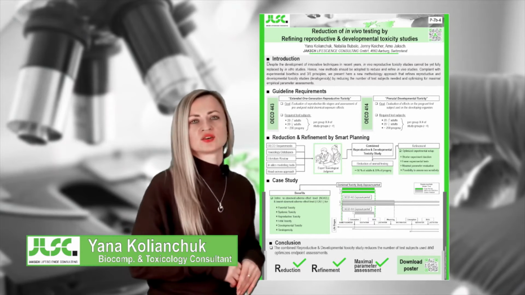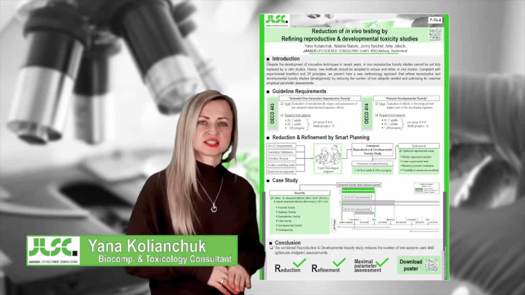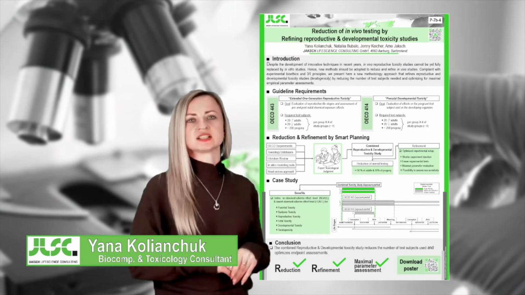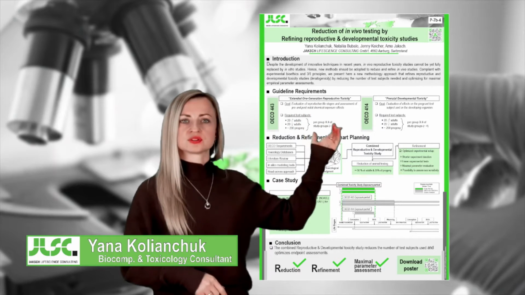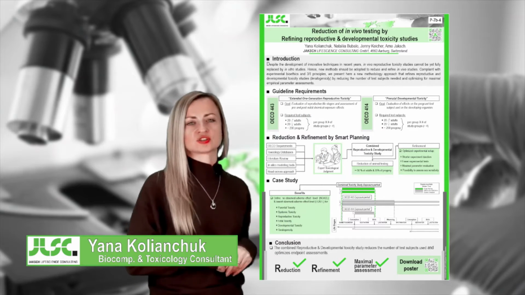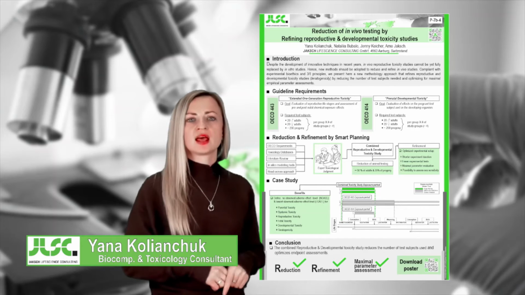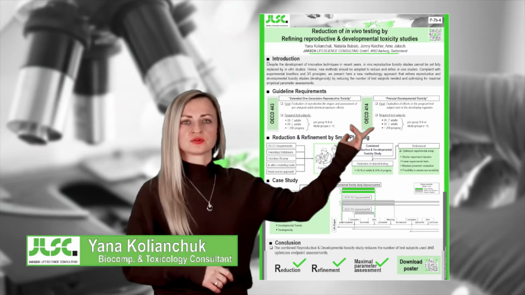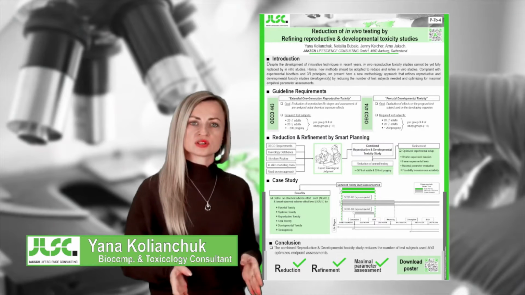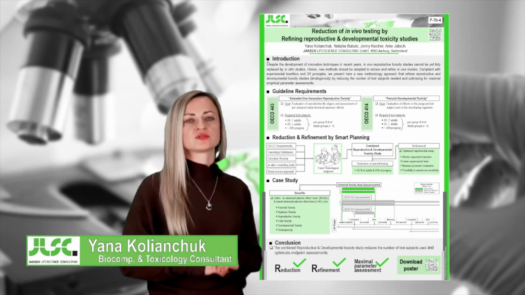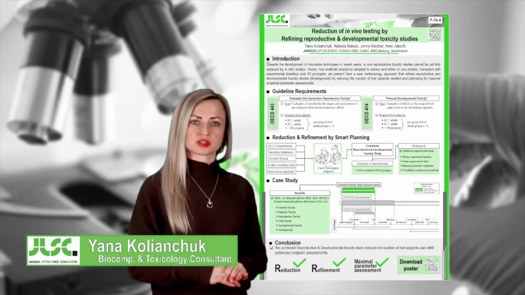There are two main OECD guidelines for reproductive and developmental toxicity studies of chemicals. It's OECD 443, Extended One Generation Reproductive Toxicity Study, and OECD 414, Prenatal Developmental Toxicity Study. Of course, these are two different studies with different methodology procedures.